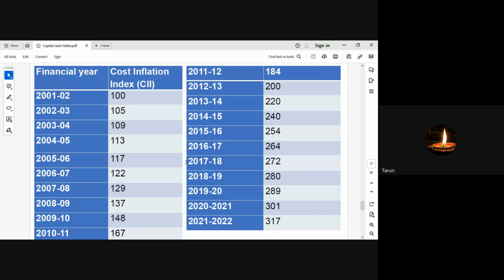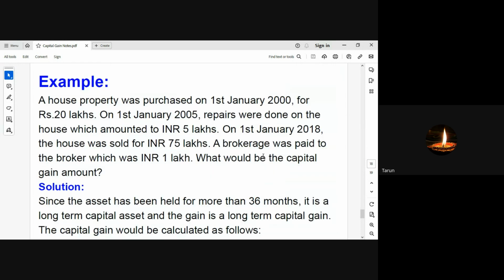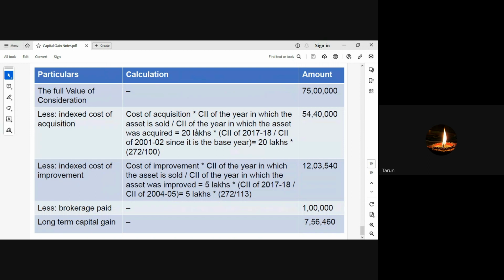See, that's why the cost inflation index is 272 according to the year mentioned in the question. So that's why it's written 272 is the sold year and 100 is the purchase CII. So 20 lakhs into 272 by 100, you will get the value as 54,040,000 rupees.